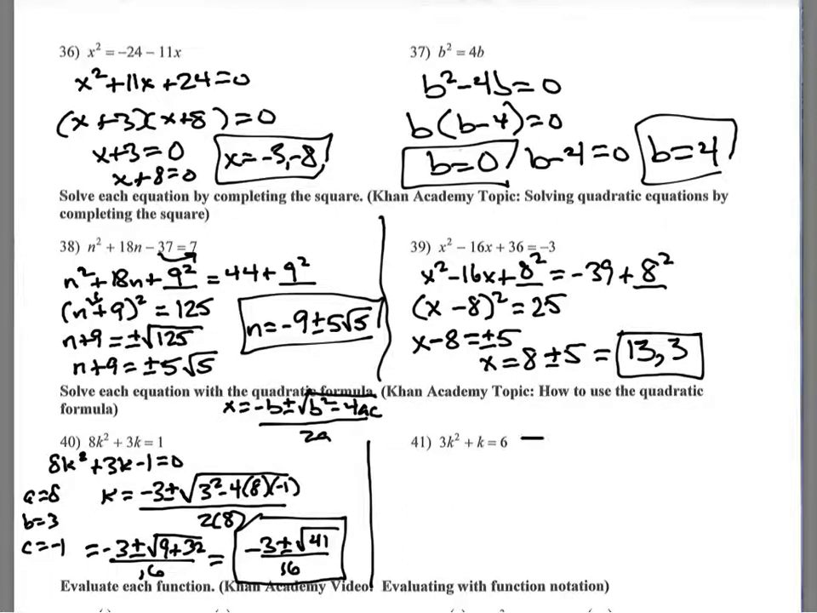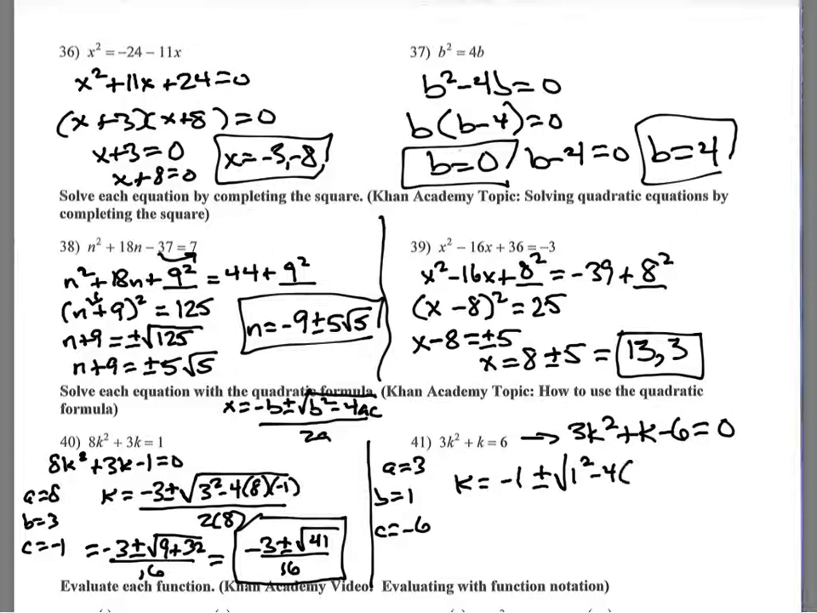41, same thing as before. I'm going to bring everything on one side, making sure there is a 0 on one side. So a is 3, b is 1, c is negative 6. Plug it into the formula. k equals negative 1 plus or minus square root of 1 squared minus 4 times 3 times negative 6, all over 2 times 3.